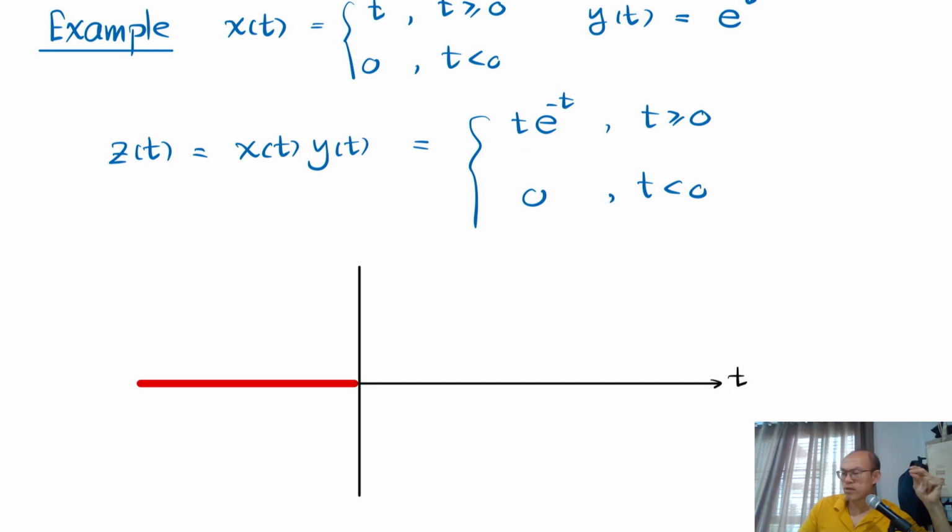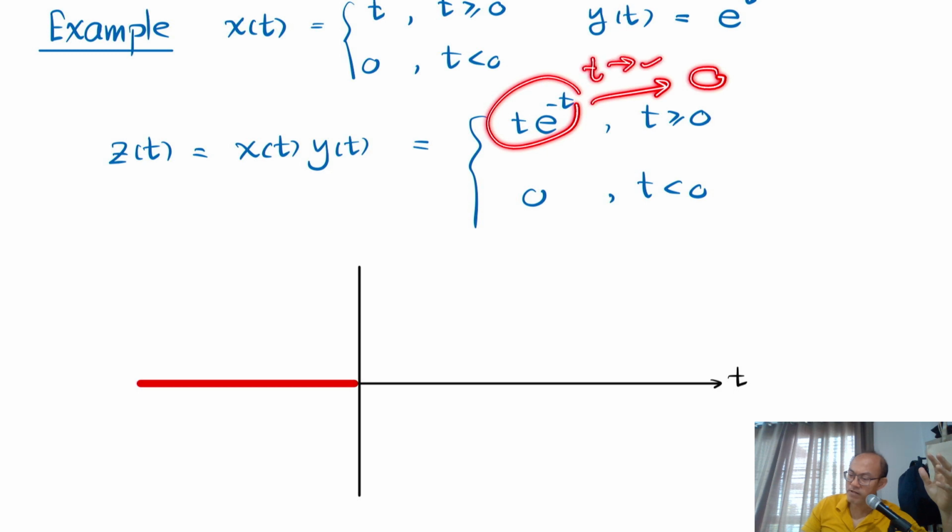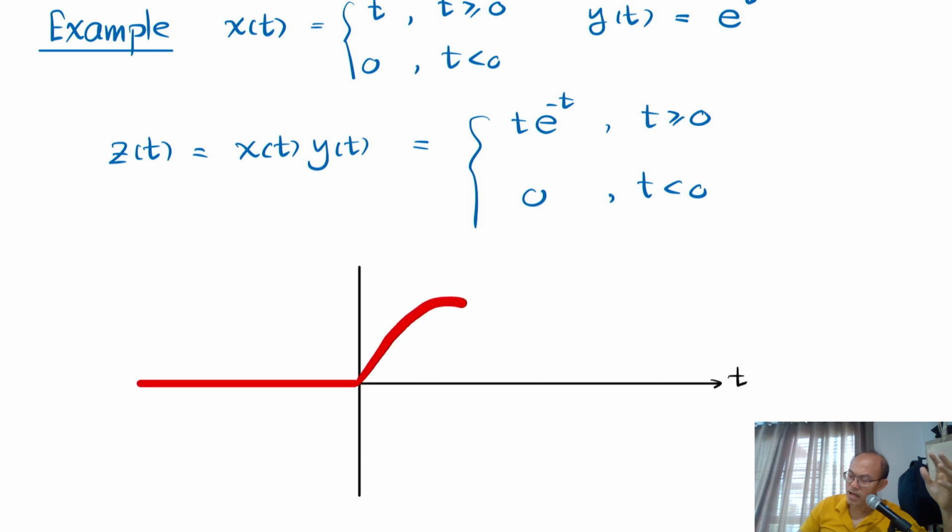And now, when time goes to infinity, this guy will dominate, right? Because it decays faster than this one. Okay, e to the minus t decreases faster than t increases. This graph will go to 0 when time goes to infinity. So when we plot this, it will go up and then it will go down eventually.